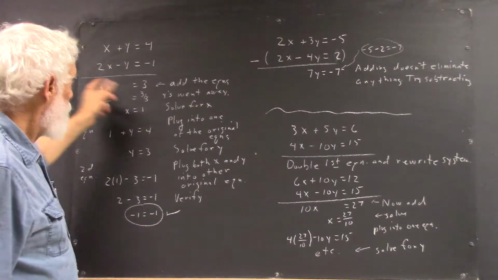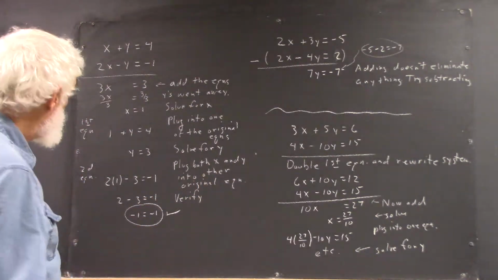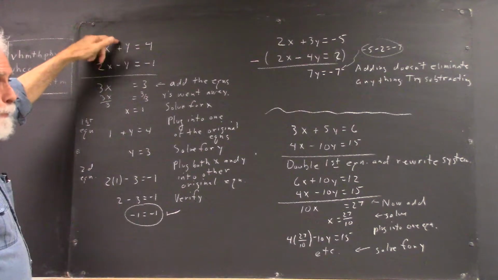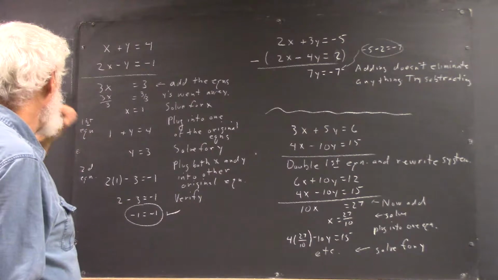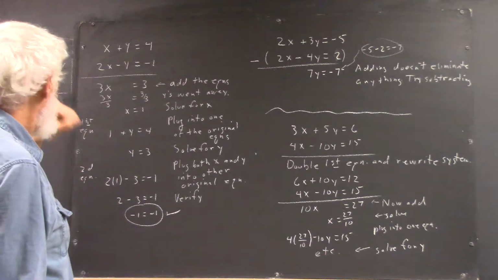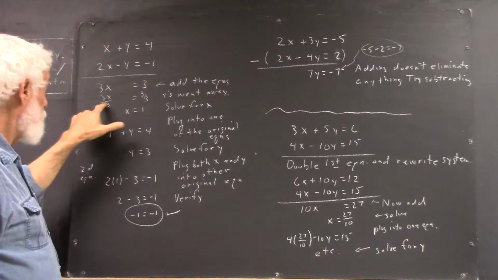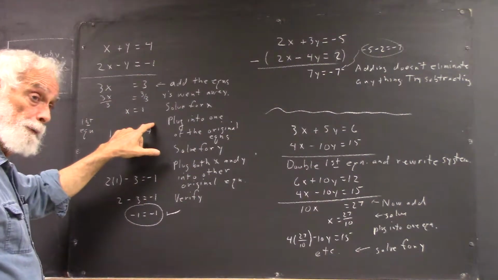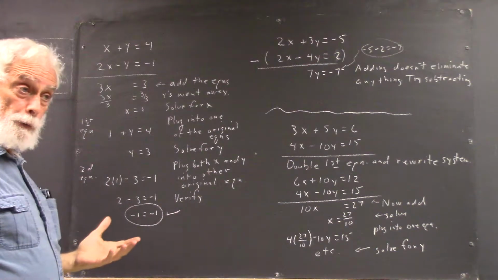So I added the equations in this case. Now you won't generally add the equations because generally the coefficients of y don't line up that nicely. But in this case they do, so we did it. Okay, now we solve this equation for x, divide both sides by 3, we get x equals 1. So now we have a solution for x. What can we do with that?